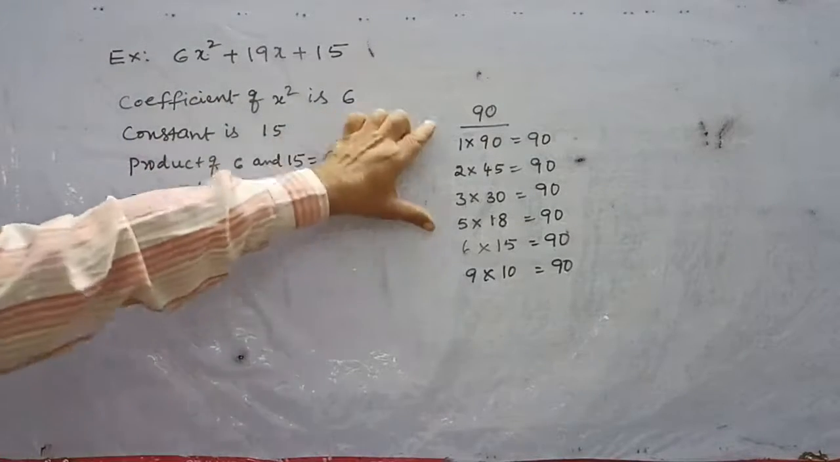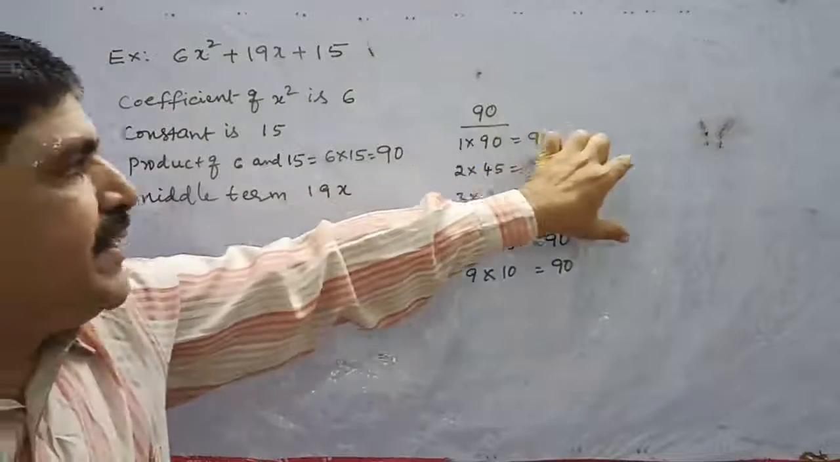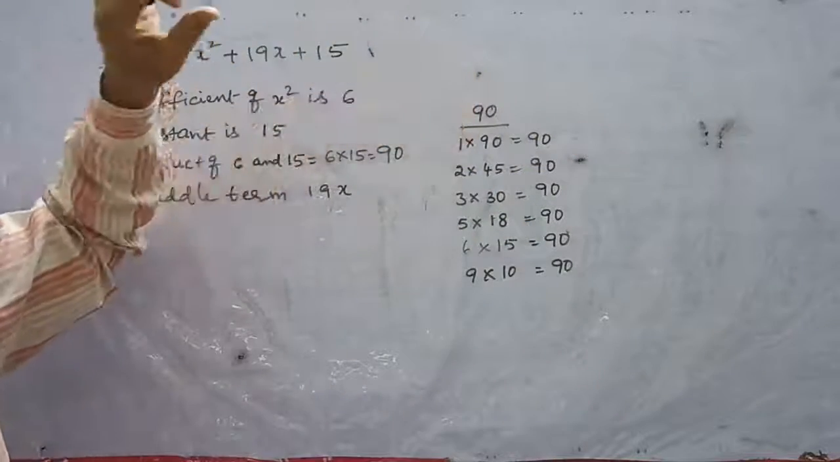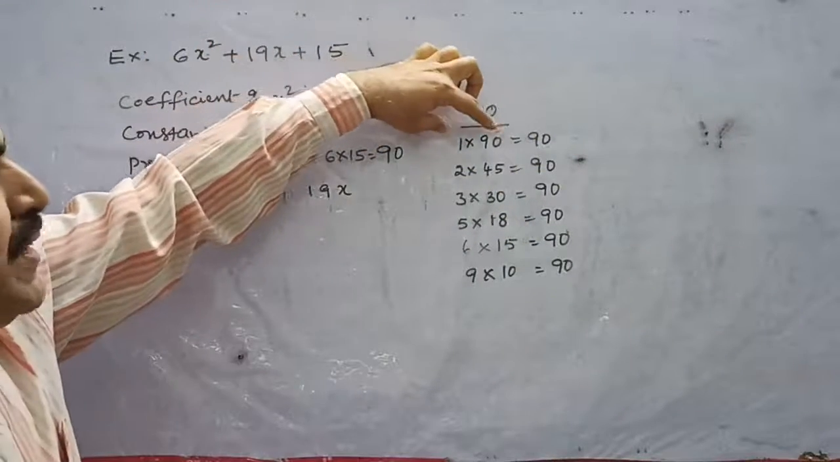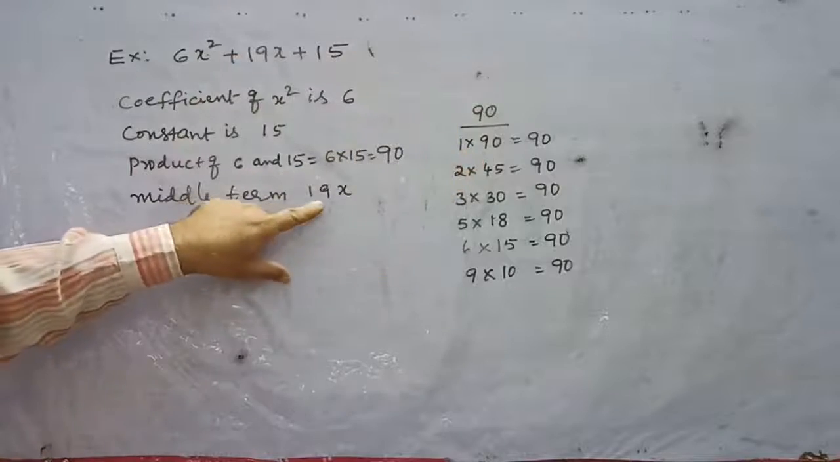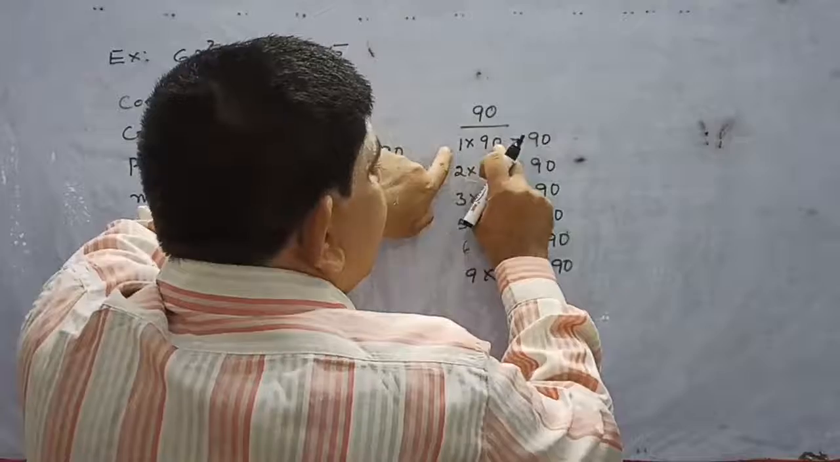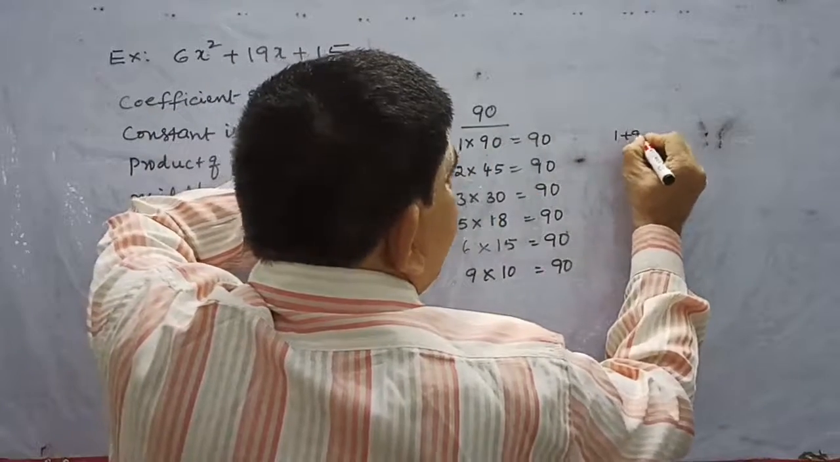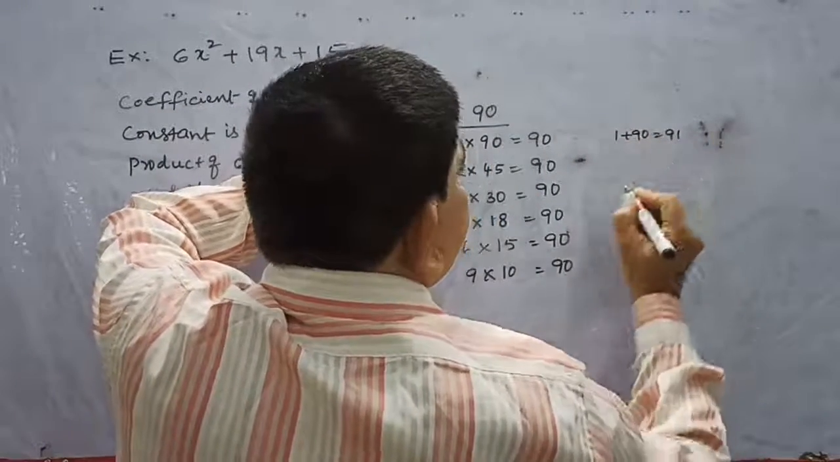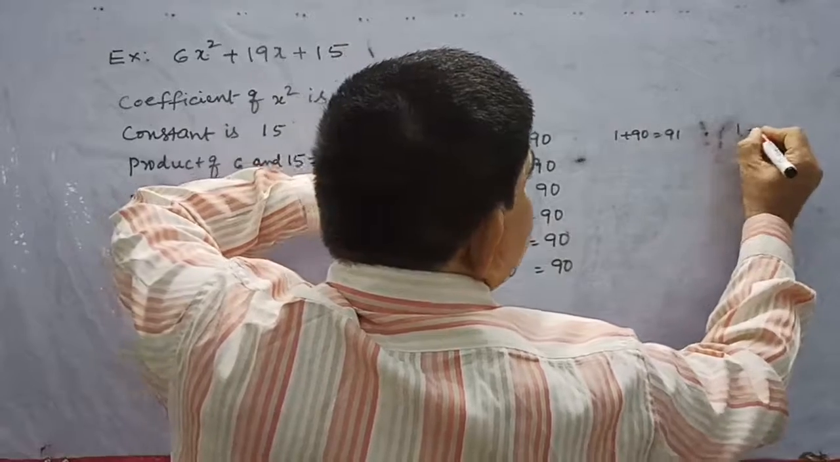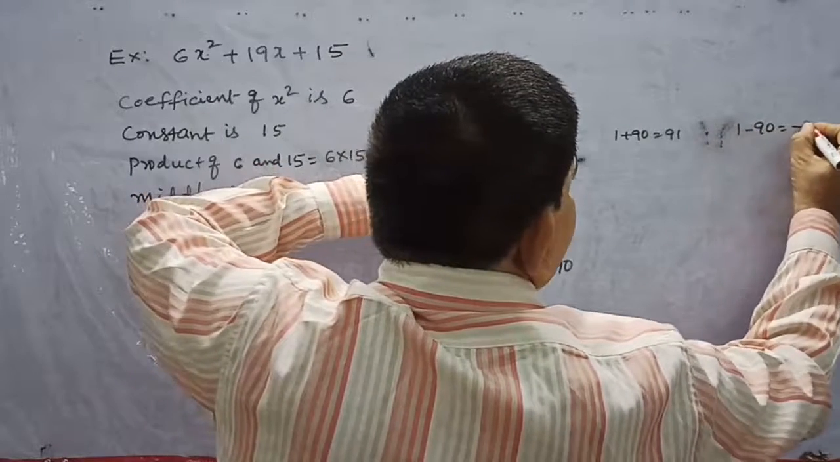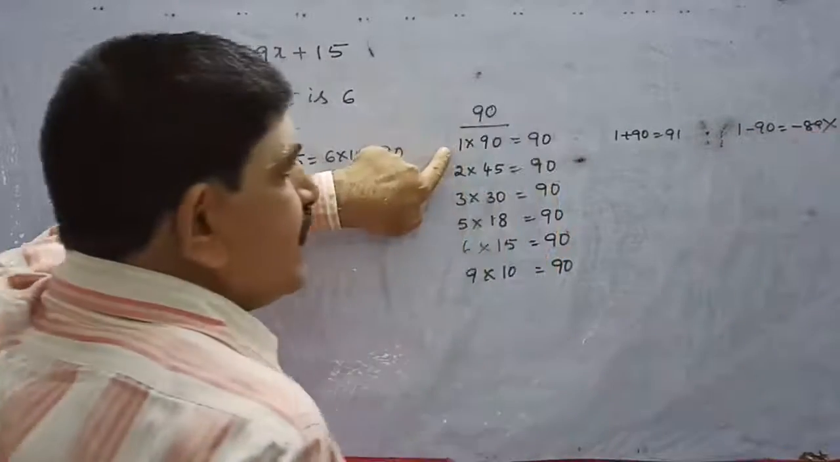Now from these factors we have to take any two factors, the sum or difference of any two factors, we must get the middle term. So that is the condition. Now 1 plus 90 is 91. 1 minus 90 is minus 89. So it is not needed.